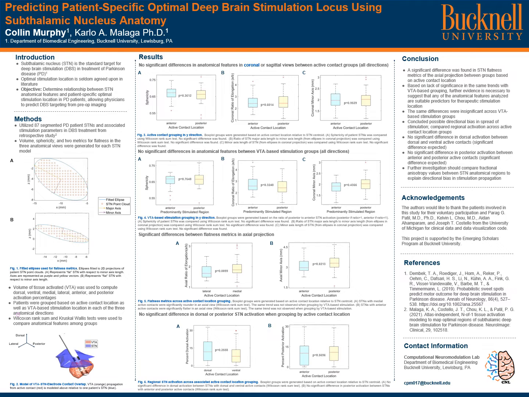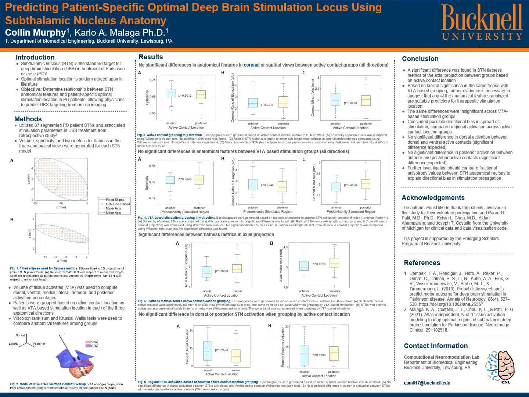This means that stimulation may tend to spread more in the dorsal and posterior directions within the STN compared to others. In order to explain this finding, the next step for my work will be to compare fractional anisotropy values, or measures of directional diffusion bias, in different regions of the STN.